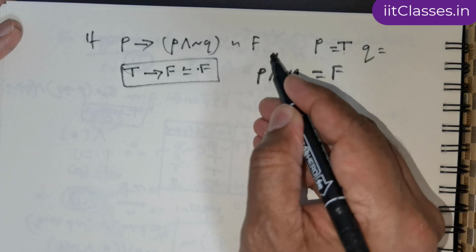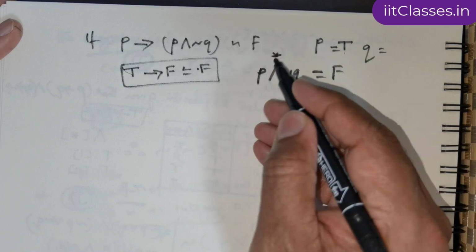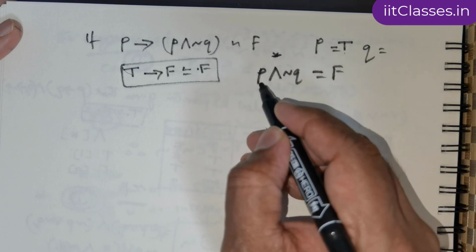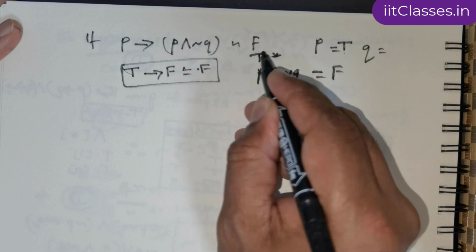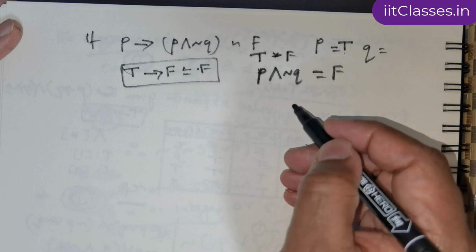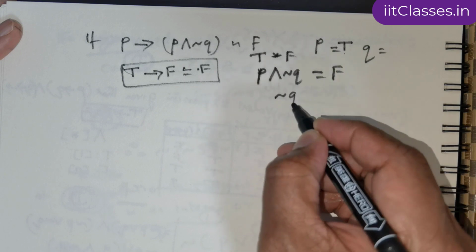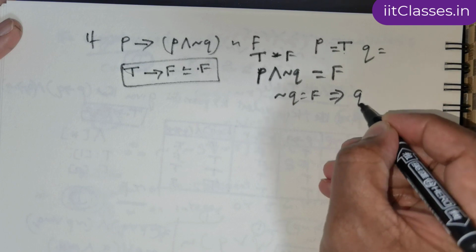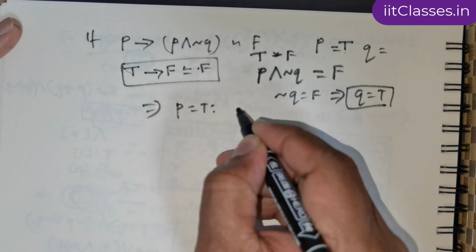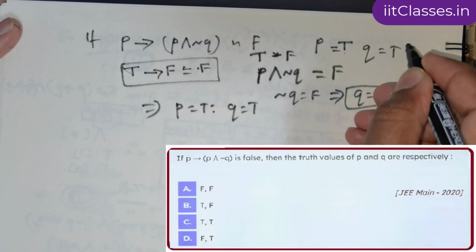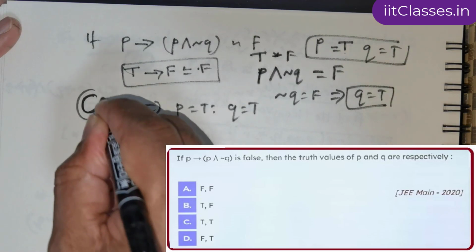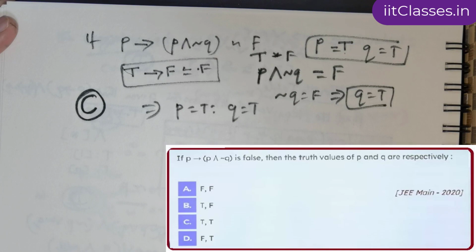Because this is a product operator, that is a tip I have given you, the outcome should be an F. So when would that be possible? Because P is already a T here, T times F would give us an F. So for negation of Q to be an F, Q should be equal to T. So my P is equal to T and my Q is equal to T. This is the correct solution. Thereby, when it comes to the options, C is the correct option for this particular question.